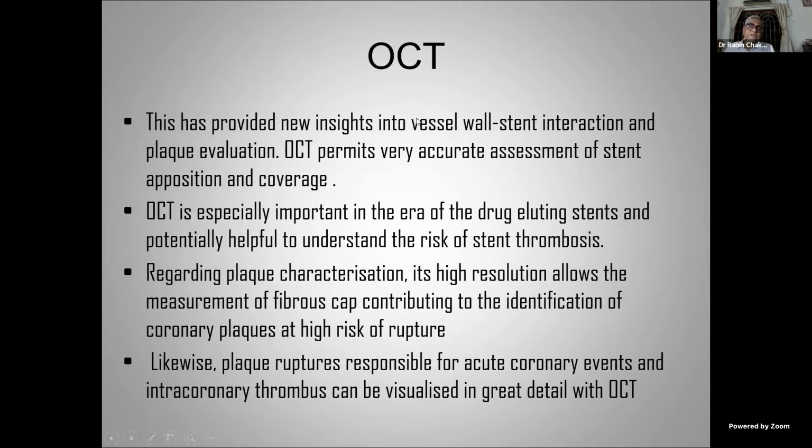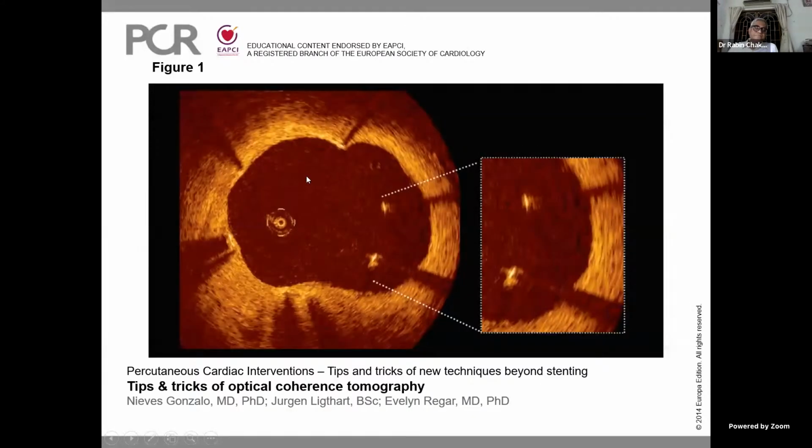OCT has provided new insight into the vessel wall and stent interaction, interface segment, plaque evaluation. OCT permits very accurate assessment of stent apposition and coverage. OCT is especially important in the era of drug-eluting stent and is potentially helpful to understand the risk of stent thrombosis. Regarding plaque characterization, this high resolution allows the measurements of fibrous cap, contributing to the identification of coronary plaque at high risk of rupture. Likewise, plaque rupture is responsible for acute coronary events. Intracoronary thrombus can also be visualized to a great deal with the help of OCT.